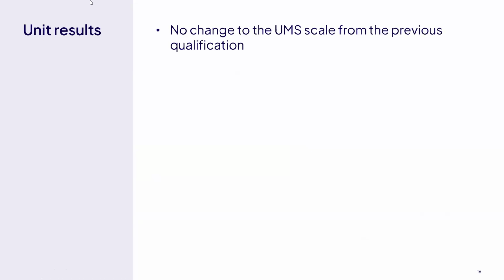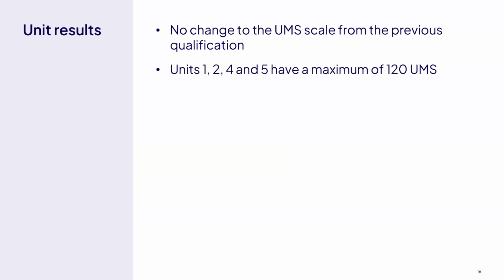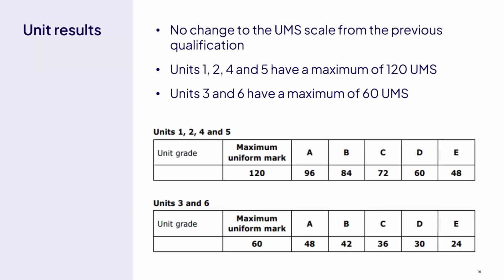There's no change to the uniform mark scale from the previous qualification. Units 1, 2, 4, and 5 have a maximum of 120 uniform marks. Units 3 and 6 have a maximum of 60 uniform marks. And the grades are awarded in Units 1, 2, 4, and 5 according to that particular scale.